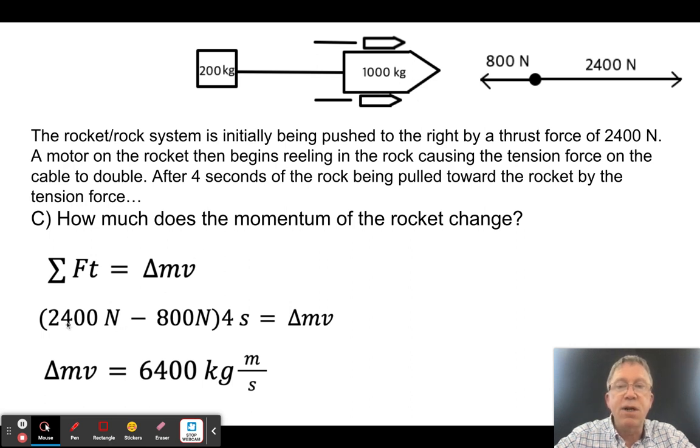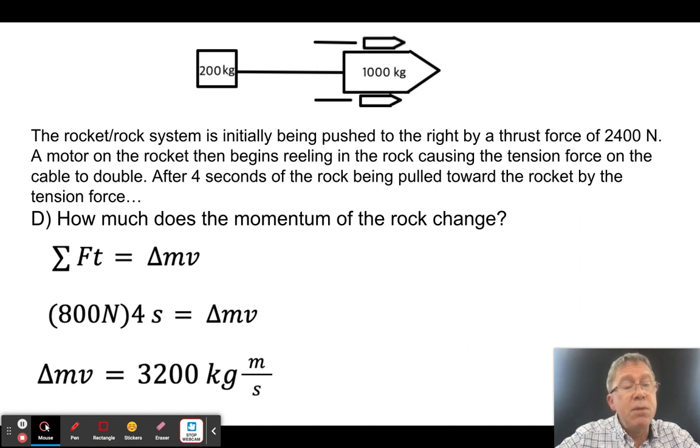So the net force on the rocket is 2,400 in the positive direction minus 800 in the negative direction, times 4 seconds, is going to be my change in momentum. So the rocket part of the system is going to have a positive change of 6,400 momentum units, kilogram meters per second.